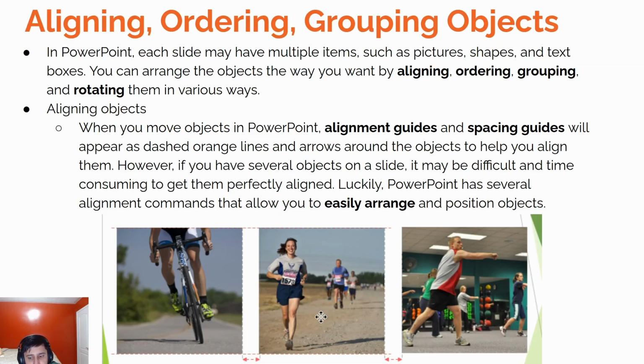various ways. So in terms of aligning objects, when we move objects in PowerPoint, we can have alignment guides and spacing guides shown with these orange lines and arrows around the objects to help us align them. However, if you have several objects on a slide, it may be difficult and time-consuming to get them perfectly aligned. Luckily, PowerPoint has several alignment commands that allow us to easily arrange and position objects.